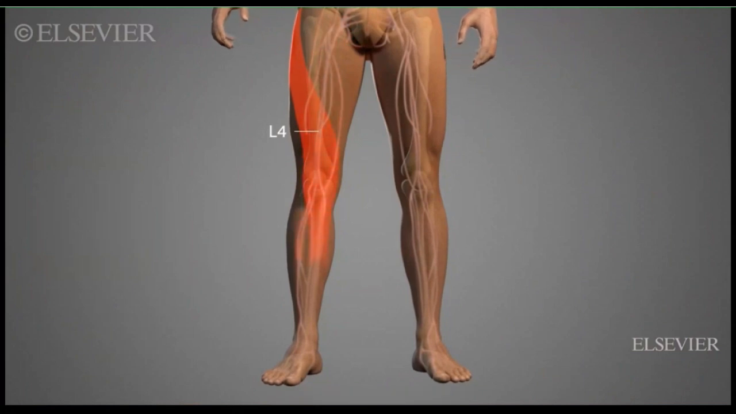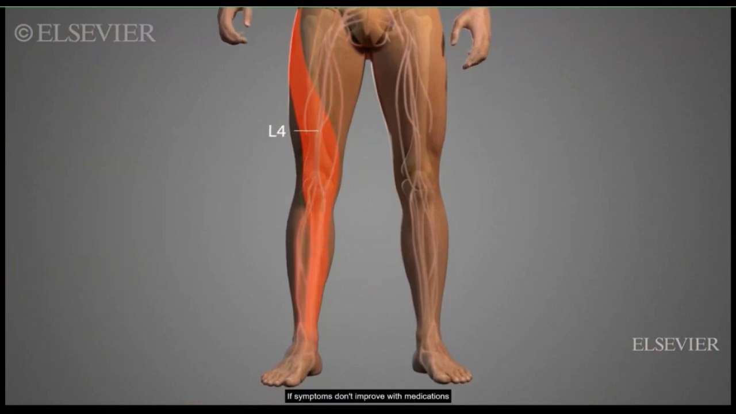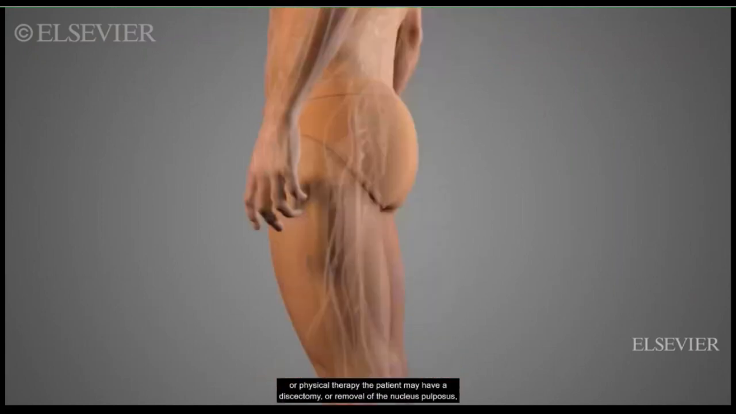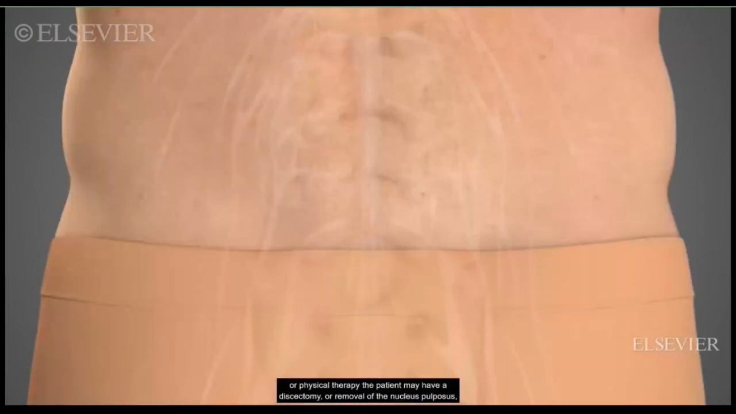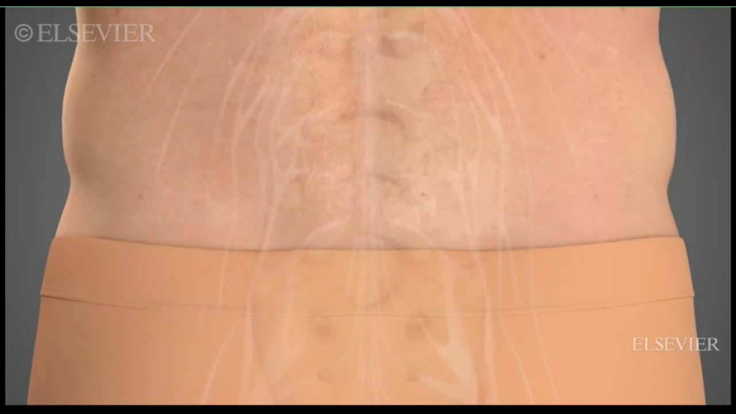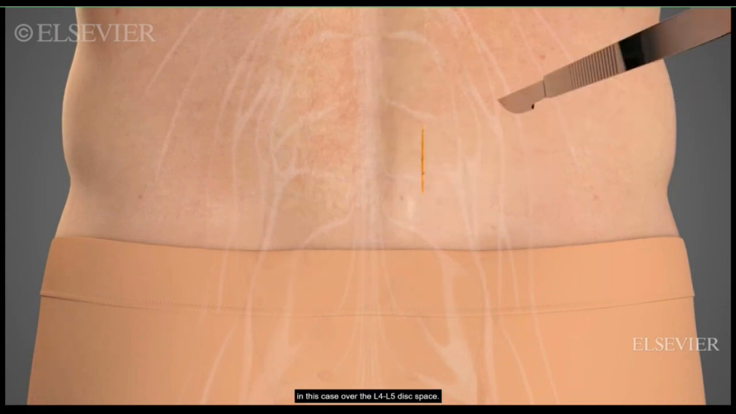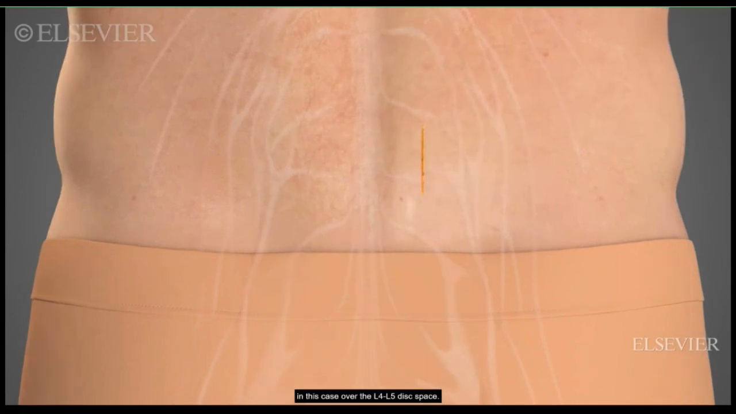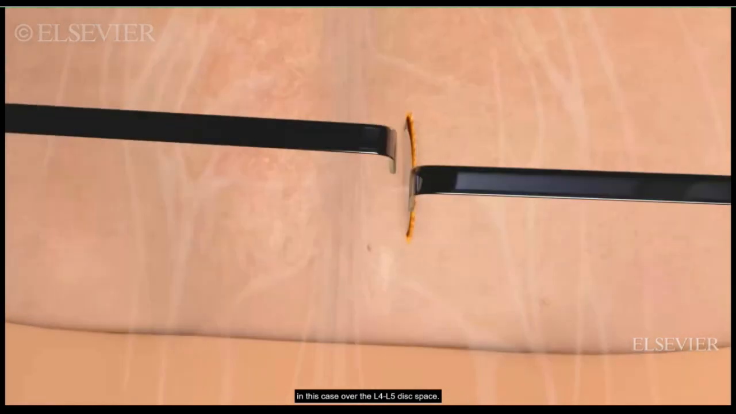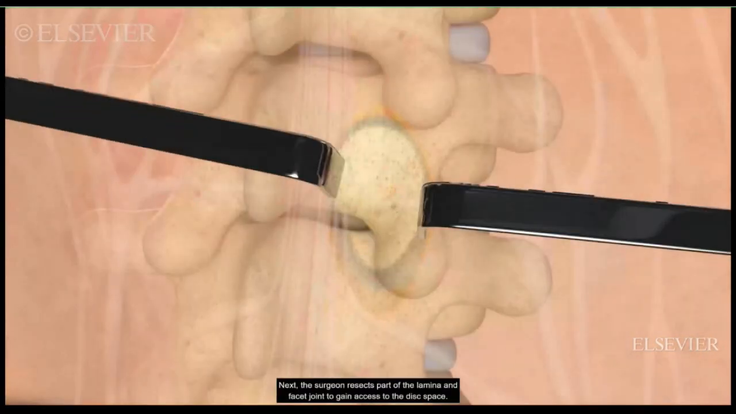If symptoms don't improve with medications or physical therapy, the patient may have a discectomy, or removal of the nucleus pulposus, using either a standard surgical approach or a fiber optic approach. With the standard approach, the surgeon makes a small incision, in this case over the L4-L5 disc space. Using retractors, the surgeon then widens the opening.